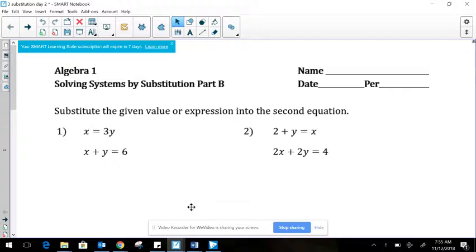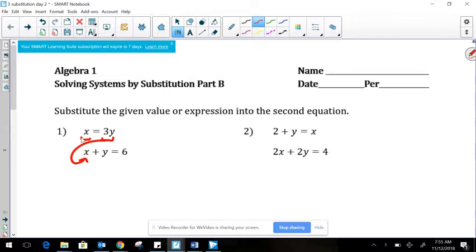So first thing with substitution, you want to look for the equation that has a variable by itself. So you can see, okay, x is already by itself, and that's equal to 3y. So I'm going to plug in this 3y for x down here. I'm substituting that in. So I'm going to have 3y plus y equals 6. And then combine your like terms. So 3y's plus one more y would be 4y.